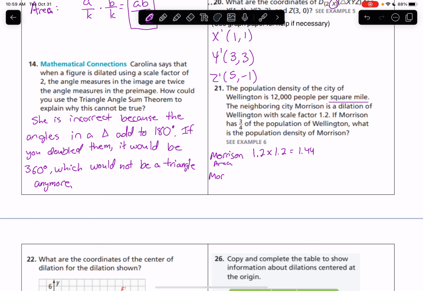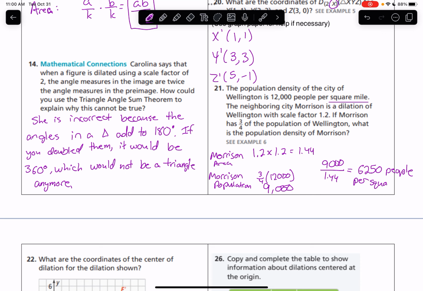So the Morrison population is 3/4 of 12,000, making it 9,000. So the Morrison population is 9,000 people over 1.44, quote-unquote, square miles. So we do 9,000 over 1.44, and we find that we get 6,250 people per square mile.